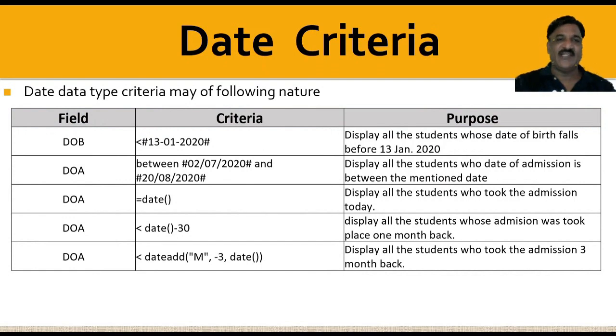Then how to specify the date criteria? For example, display all the students whose date of birth falls before this particular date. Then display all the students whose admission took place between these two dates. Then display all the students whose admission took place today. Then display all the students whose admission took place 1 month before. Then display all the students whose admission took place 3 months back. See how it has been written. Date add, M represents what here? Month. Then current date minus 3, it means what? Previous 3 months, before the 3 months. So like this way you can specify a criteria on a date column.